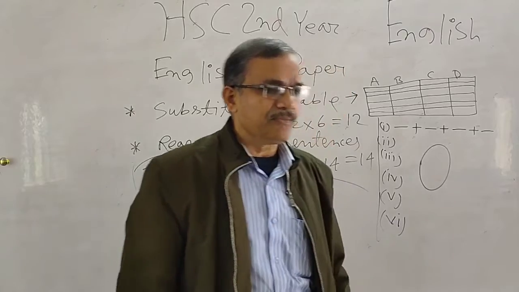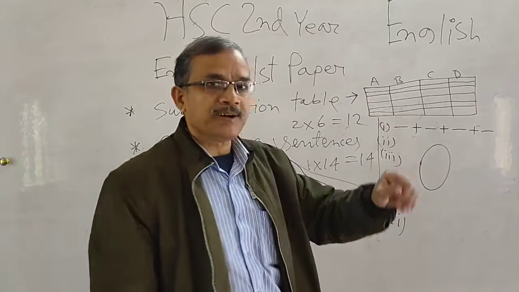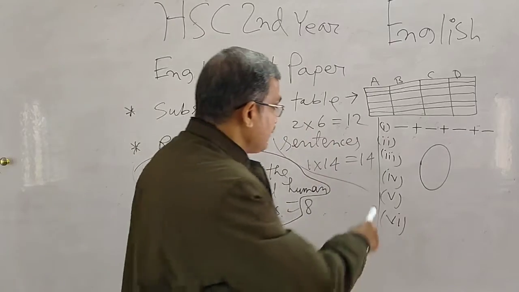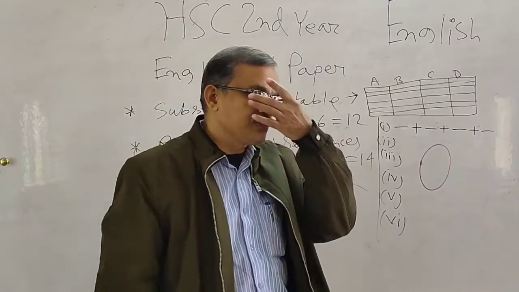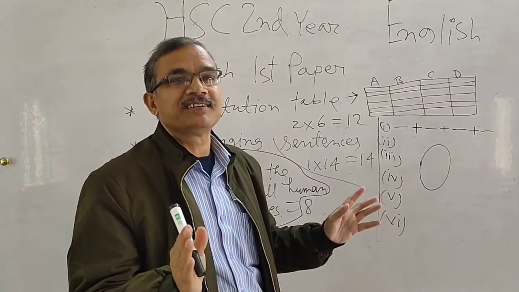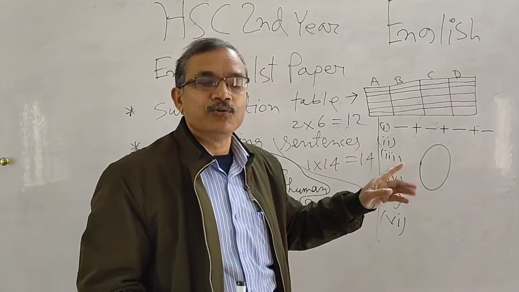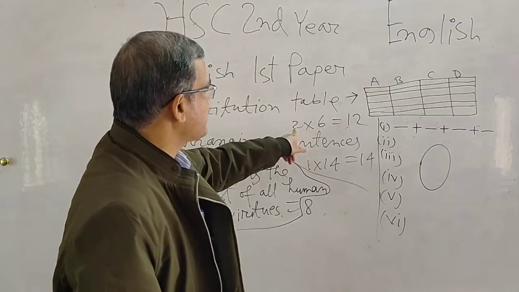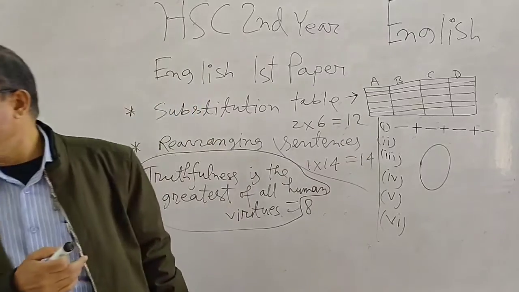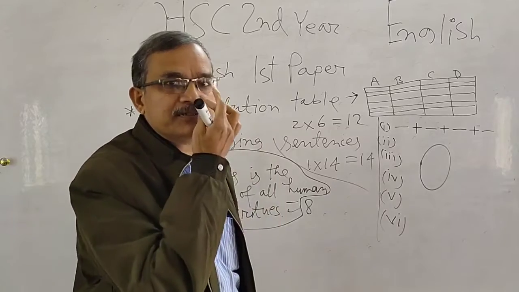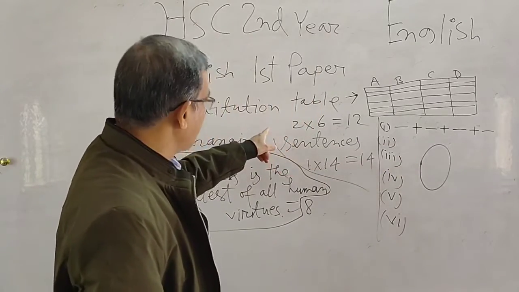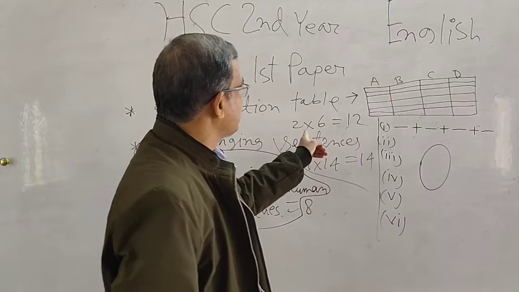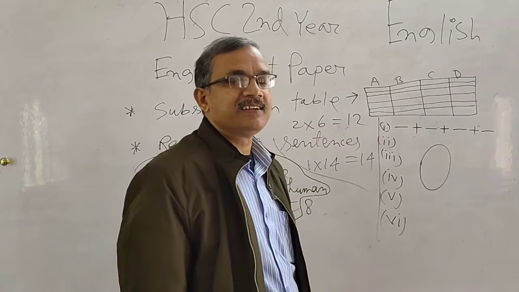And there is a wrong conception among you. Some of you ask, sir, if we write only one sentence and do not complete all 6 lines, will we get marks or not? If you write one sentence correctly, you will get 2 marks. Here 12 marks are reserved for you, so for 6 sentences, 2 into 6, you will get 12 marks.